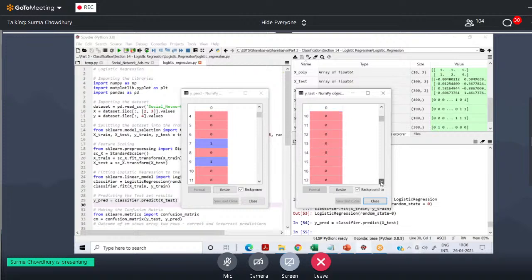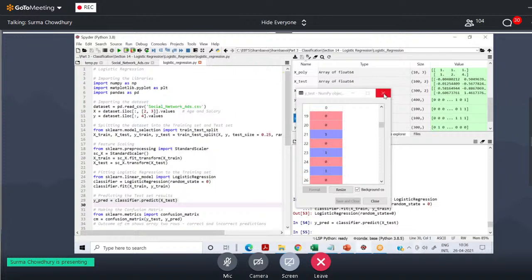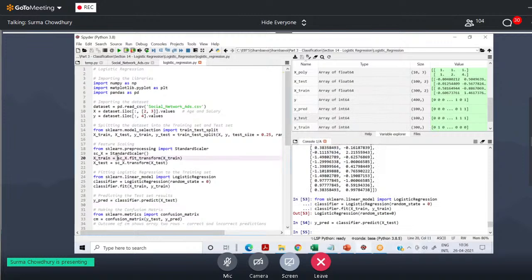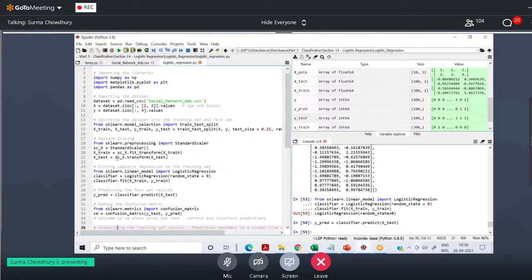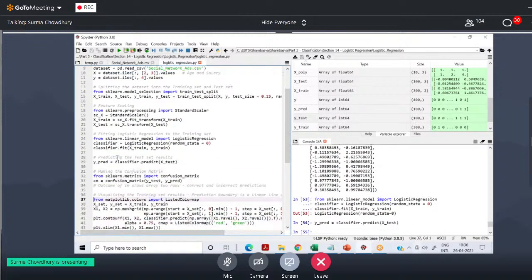Let's go down. Again, row number 18 is good. Row number 21 is also good, predicted correctly. Rows 22, 23 and 25 are okay. This way you can compare. Now the second way that I can compare is, I do the visualization.